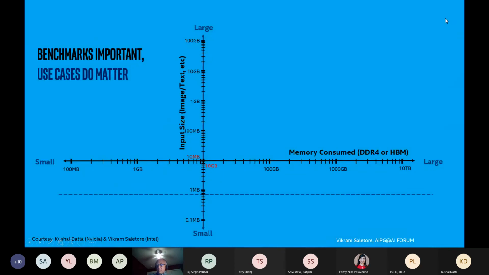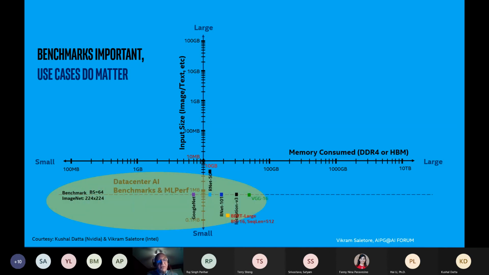So my last slide is here. Benchmarks are important. Use cases do matter. That's where the actual organizations use it. For example, in this space, the x-axis is the total memory consumed, and the y-axis is the total input size, input image or text, that's going into the network. This is the diagram that Kushal and I worked on when Kushal was at Intel. Now he's at NVIDIA. So benchmarks are in this bottom left.